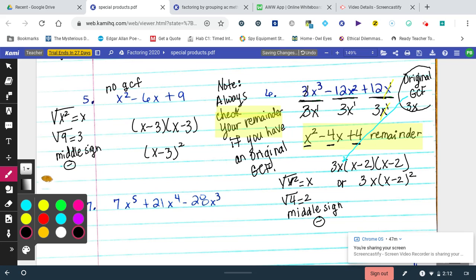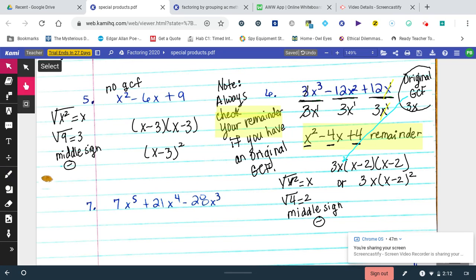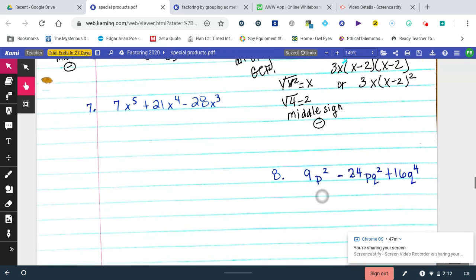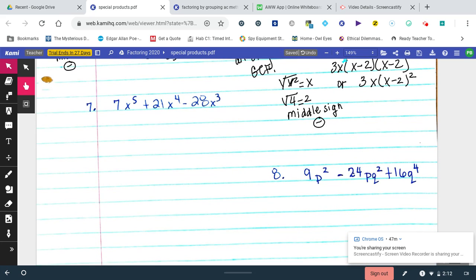Okay? All right. Let's move on and look at 7 and 8. And that's it. We'll stop that lesson, and then I'll pick back up with factoring the difference of two perfect squares. It's much easier than this.